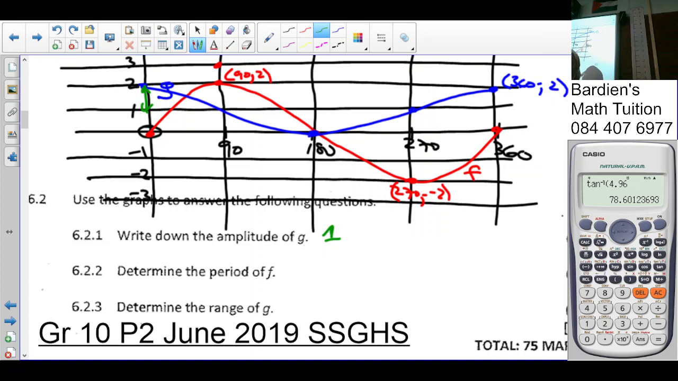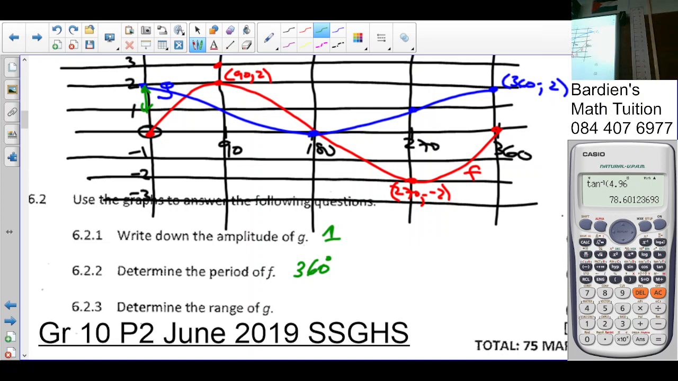Determine the period of f. Now period is the time taken to complete one full cycle. On both these graphs, the g of x and f of x, it is 360. When does it change? For the tan graph, the period is 180.